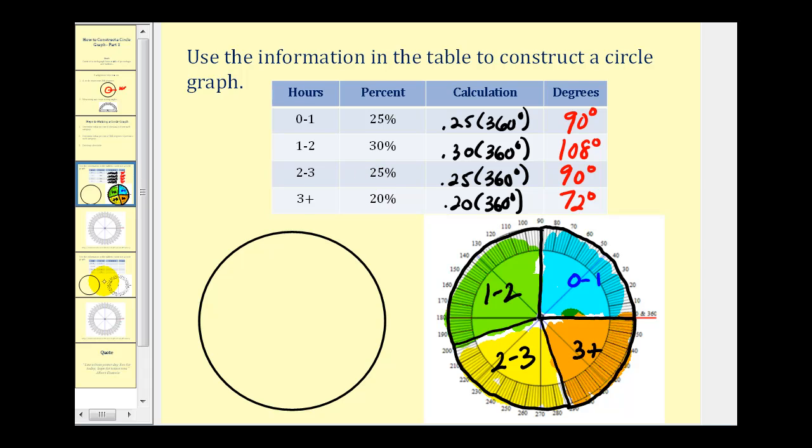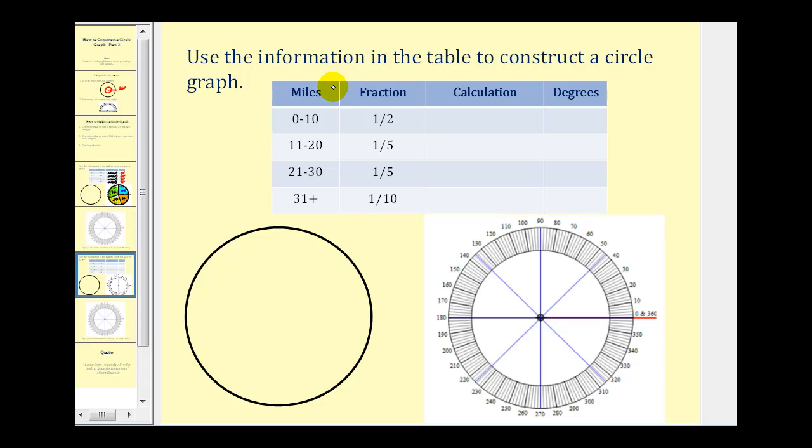Let's go and take a look at one more. Let's say this is the results of a survey that asks people how far they drive to work or to school. And the only difference between this one and the last one is that the results are now given as a fraction of the total instead of a percent of the total. So the idea is going to be exactly the same. We need to determine half of 360 degrees for this category, 1/5 of 360 degrees for this category, and so on. So one way to determine half of 360 degrees is to find the product of 1/2 and 360. Of course, half of 360 would be 180 degrees.